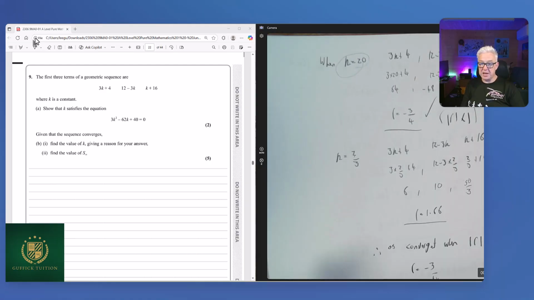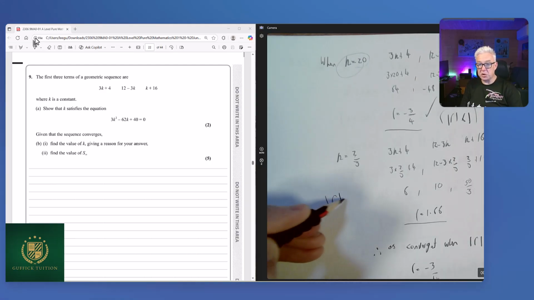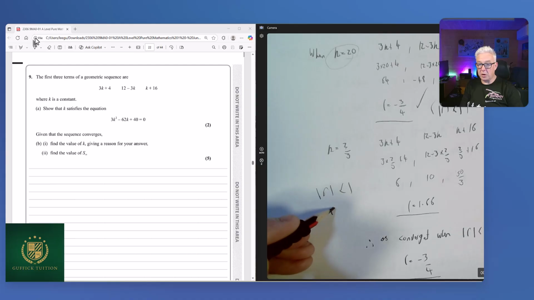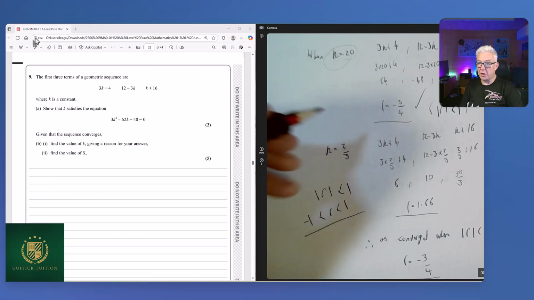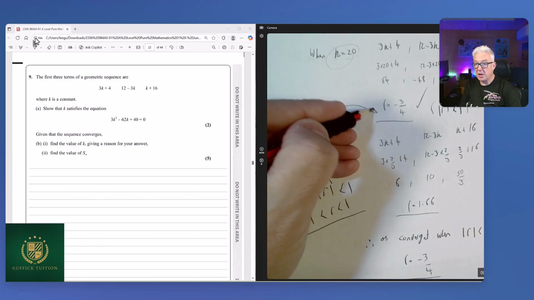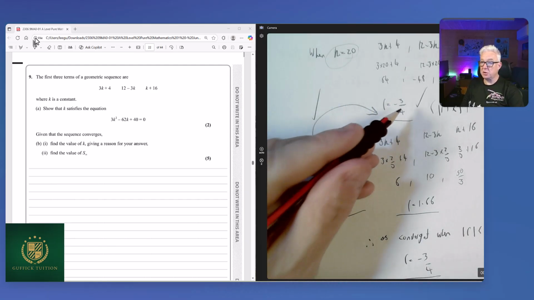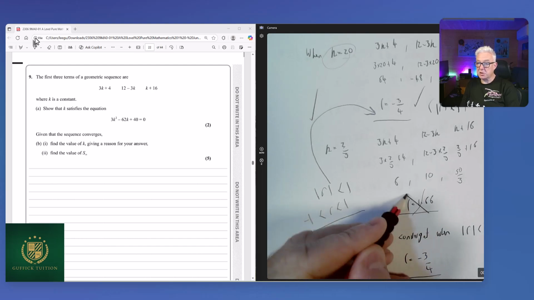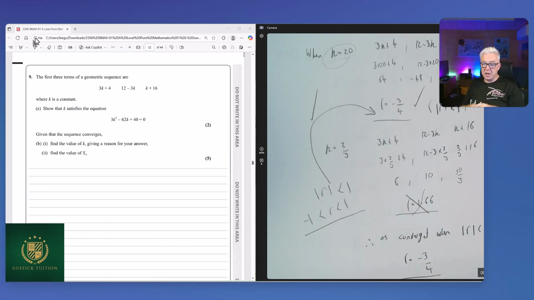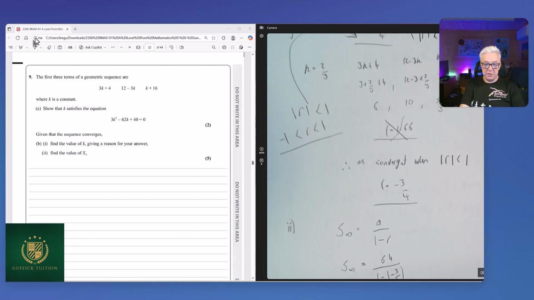Because remember, for a sequence to be convergent, we need the modulus of r to be less than 1, which means that r needs to be less than 1 but greater than minus 1, which it is here, because r is equal to minus 3/4. So that's good. But here it's not, because r is bigger than 1. So a little bit confusing, that bit there.